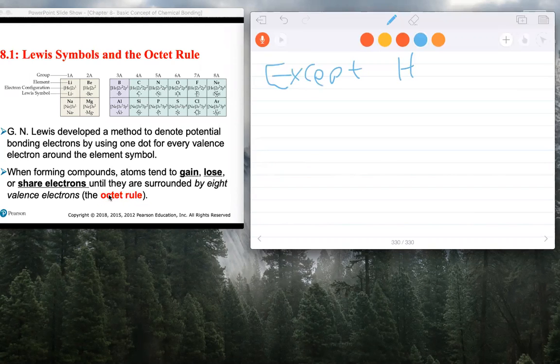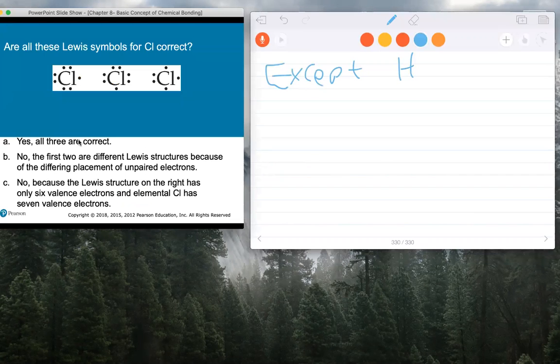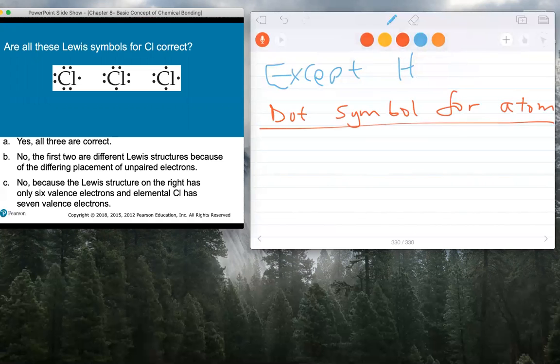So let's see the dot symbol for elements. The dot symbol for atoms or elements is basically the chemical symbol with dots around it. For example, lithium is in group 1, so it has only 1 dot around it, anywhere you want to put it. Aluminum is in group 3A, and you just have to put 3 dots around it. 1, 2, 3.